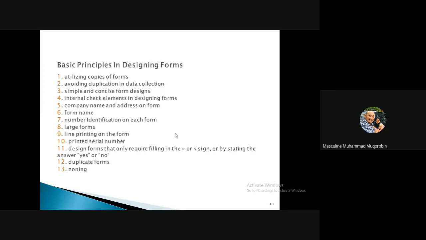8. Larger forms. 9. Line printing on the form. 10. Printed serial number. 11. Design forms that only require filling in the X or check sign or by stating the answer yes or no. Duplicating form and zoning.